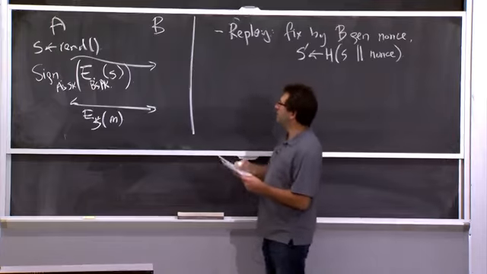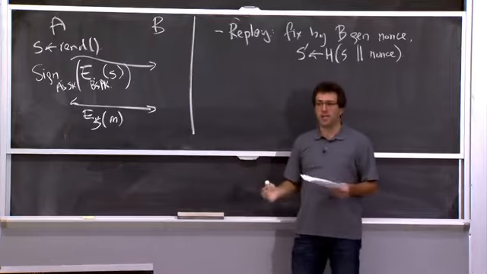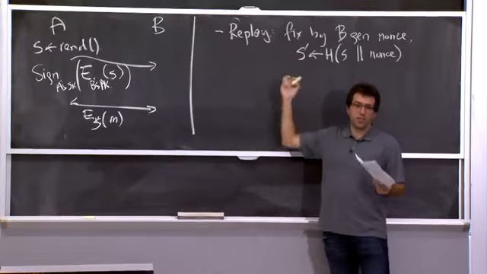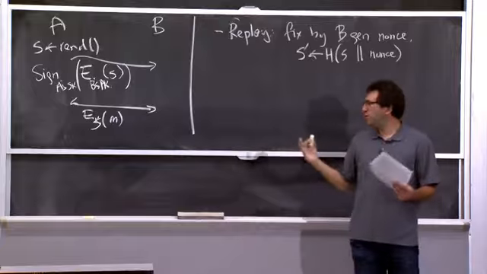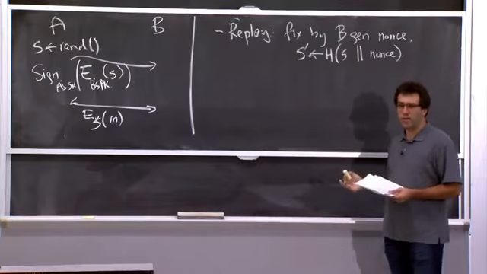So maybe B could send the nonce back to A, encrypted under A's public key, and then only A would be able to decrypt the nonce and generate the final session key S prime. So there's a couple of tricks you can do. And this is roughly how client certificates actually work in web browsers today.